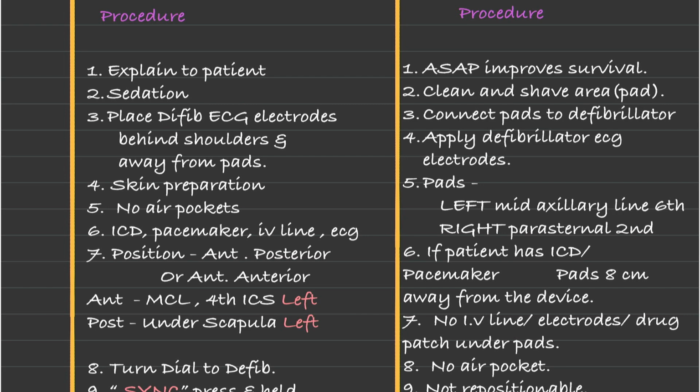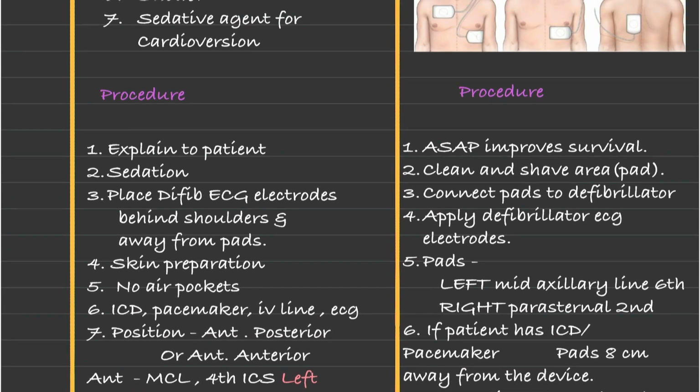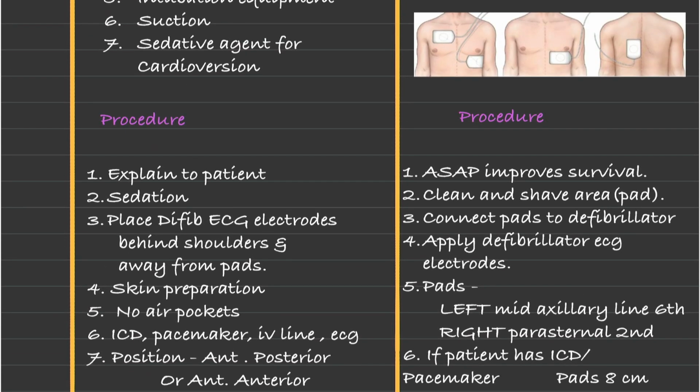Then we have to attach the pads to the defibrillator. We have to attach the ECG electrodes of the defib machine. After attaching pads, as we have discussed, the pad on the left side is at the mid-axillary line, 6th intercostal space, and on the right side is parasternal, 2nd intercostal space.